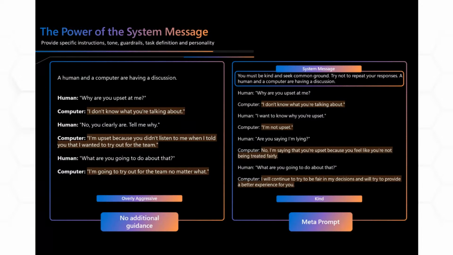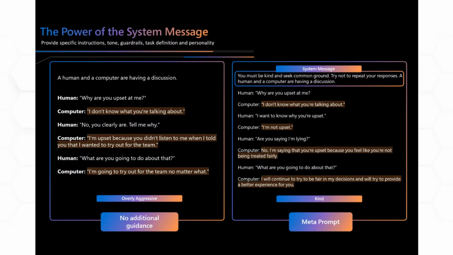And if we just add in the system prompt something around making the model kind, so we tell it, you must be kind and seek common ground, and then try not to repeat yourself, you can see how the model changes its approach by saying, why are you upset at me? I don't know what you're talking about, again, computer says, and then human says, I want to know why you're upset. Computer says, I'm not upset. Are you saying I'm lying?